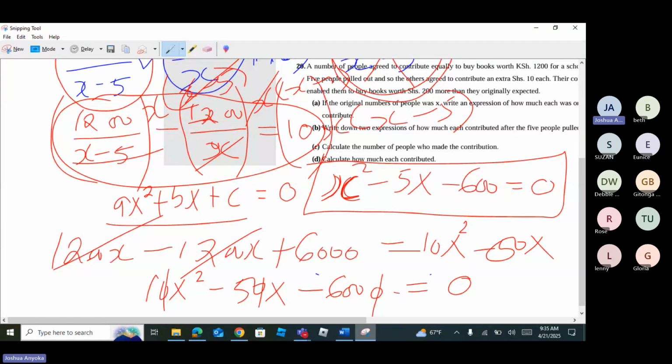Now that you have said a very bold yes, I want you to solve this one using the quadratic formula. You get me the value of x.